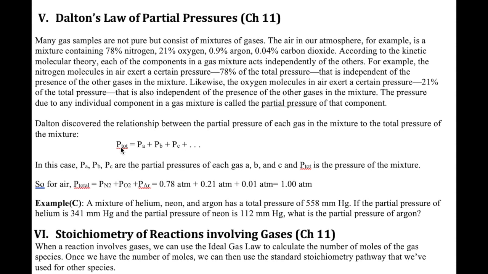Now it turns out that because it's a mixture of gases and all gases exert some pressure, the total gas pressure is actually the sum of the pressures from the individual gases. We call these pressures from the individual gases partial pressures. So this equation is called Dalton's Law of partial pressures. If we have air, it would be the partial pressure of nitrogen plus the partial pressure of oxygen, etc.